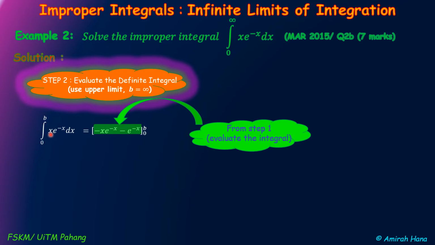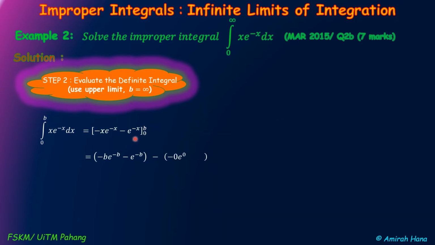How do we get this integration? It equals x e to the power of negative x minus e to the power of negative x. It comes from step 1, when we integrate this function using integration by parts or using the tabular integral. We evaluated the indefinite integral in step 1. But no need to put plus c here, because now we evaluate a definite integral, so we must put from 0 to b here.